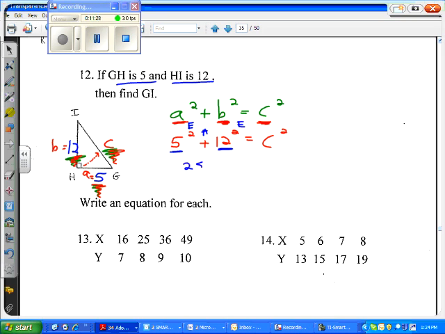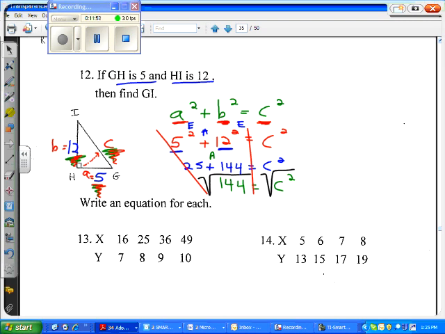And we're going to get 25 plus 144 is equal to C squared. We now can add, and so we get 144 is equal to C squared. So we did all that we could do to simplify. Now it's time to undo. We're going to undo the square with the square root.